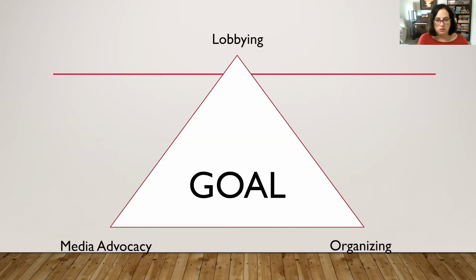Your goal, right, is your policy change. And to get there, there's a couple of corners to the efforts. One is organizing. We've talked a little bit about that. We're going to talk a little bit more today. Two is that media advocacy, and ultimately we want both of those to lead to that policy change through lobbying that gives us our public health goal.